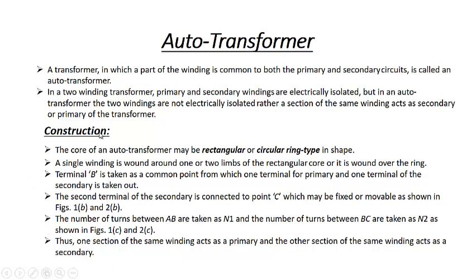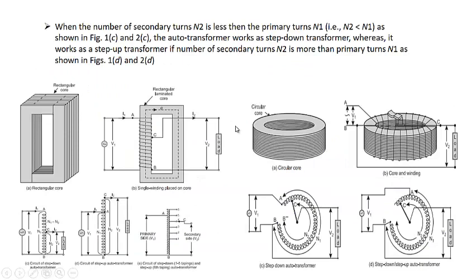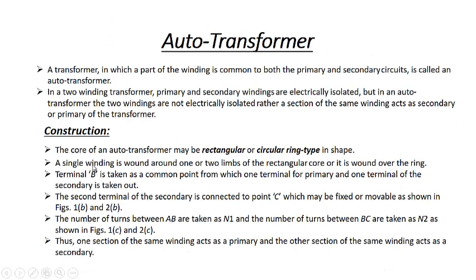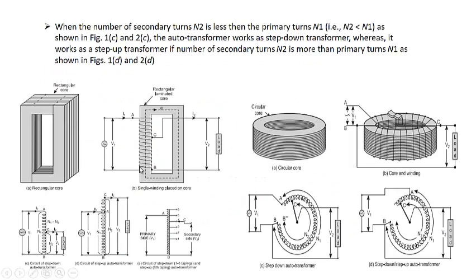So what is the construction? The core of an auto transformer may be rectangular or circular in shape. The core may be of this type, or it may be of this type, circular or rectangle. A single winding is wound around one or two limbs of the rectangular core, or around the ring. So we may have a single winding wound on this limb or this limb also, depending on our requirement.